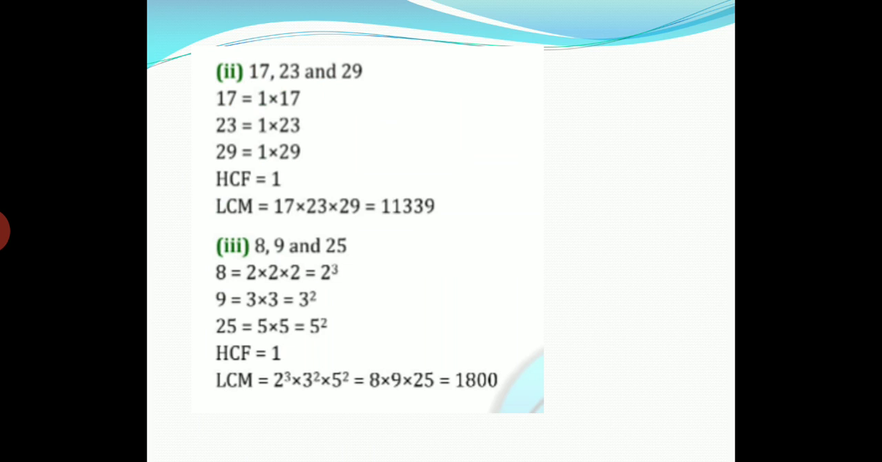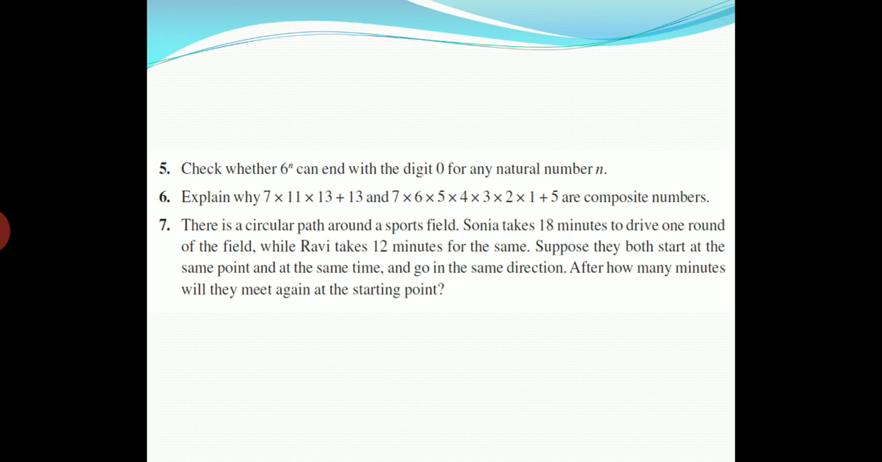Third subdivision: 8, 9 and 25. The prime factorization of 8 is 2 cube. Prime factorization of 9 is 3 square. Prime factorization of 25 is 5 square. Here also you can see nothing is in common. So what will you write for HCF? HCF will be 1. LCM will be all the prime factors, so you multiply 8 into 9 into 25, which is 1800. Okay, now we'll move on to the next three questions.